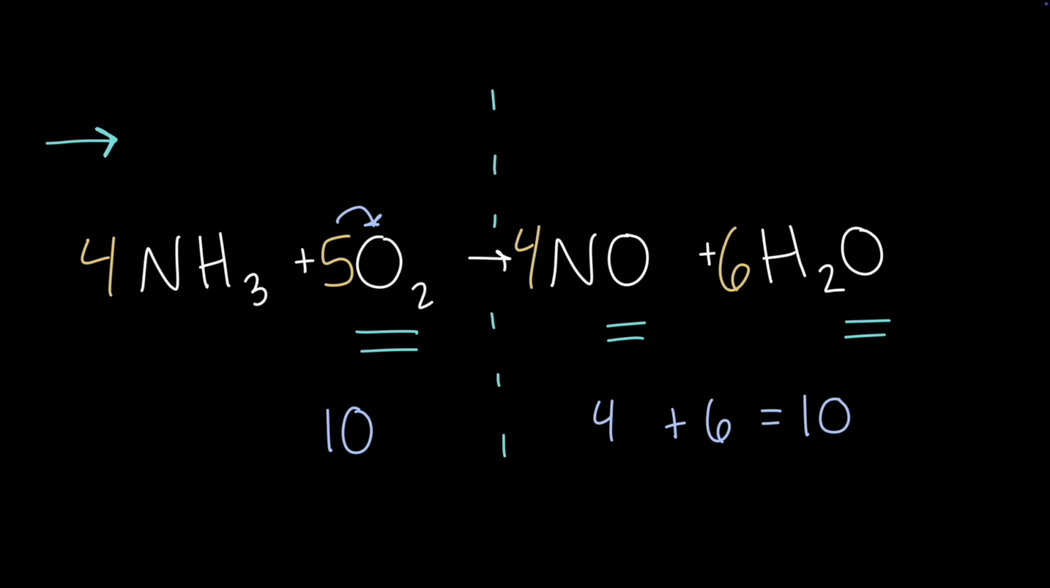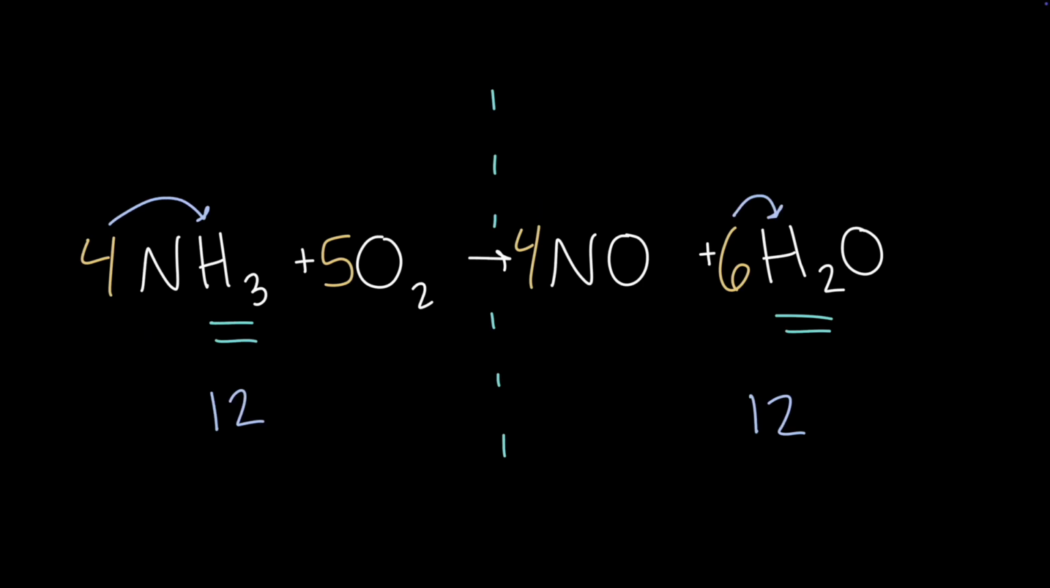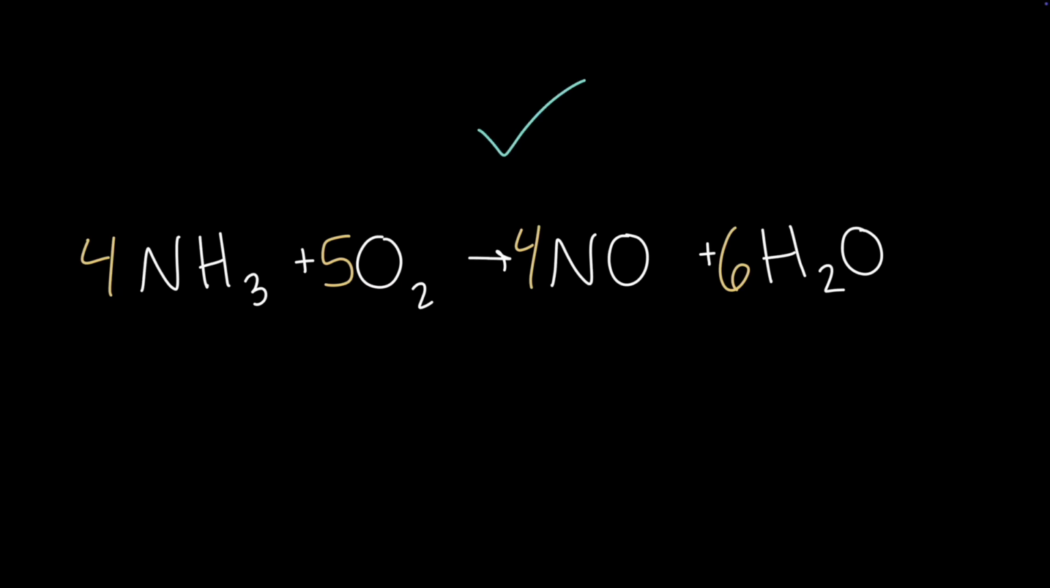Oxygen is now balanced. We can recheck all elements. Nitrogen has 4 on each side, hydrogen has 12 on each side, and oxygen has 10 on each side. The equation is now balanced.